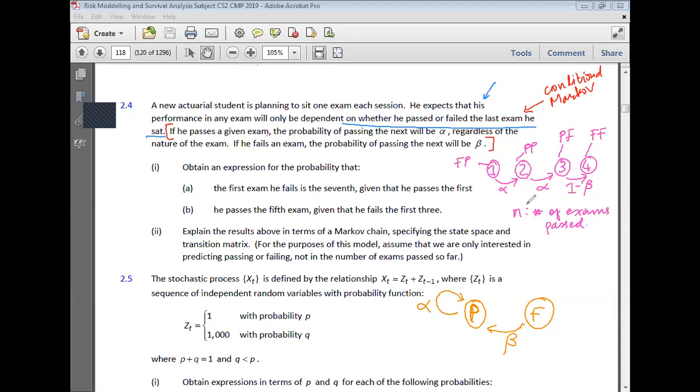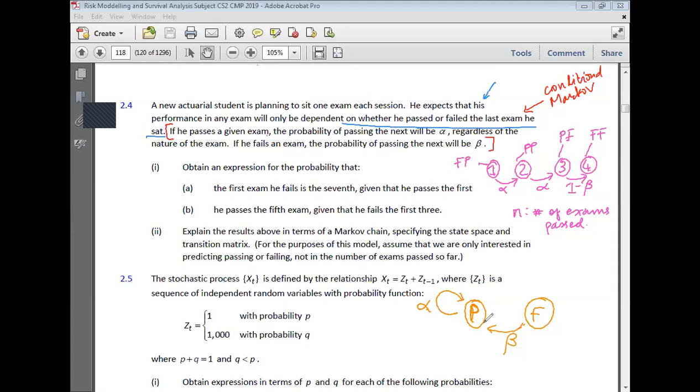And again, the easiest way to solve these kinds of questions and to figure out what your states should be is to figure out what these probabilities are precisely for. So here you see that alpha is the probability that if I have passed one exam, I will pass my next exam as well. You can think in your mind that this is just passing one exam and then passing another exam. So P to P, and that is just alpha. And then the next statement will give you this F to P.